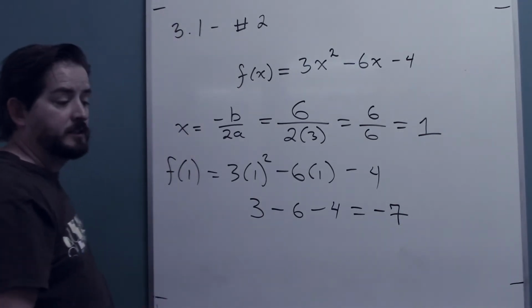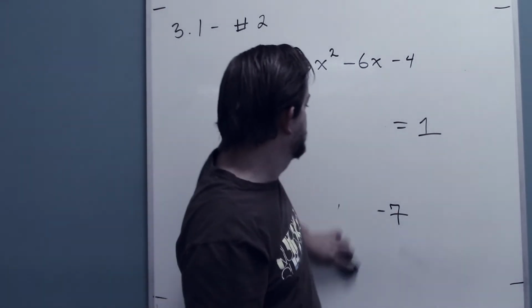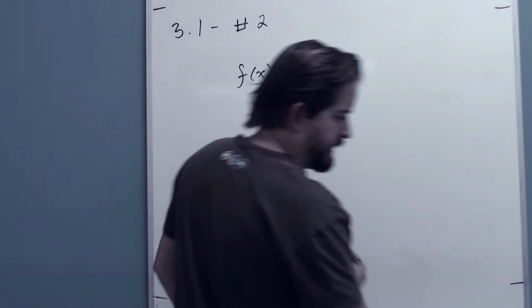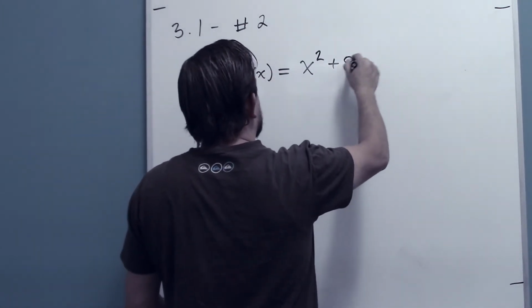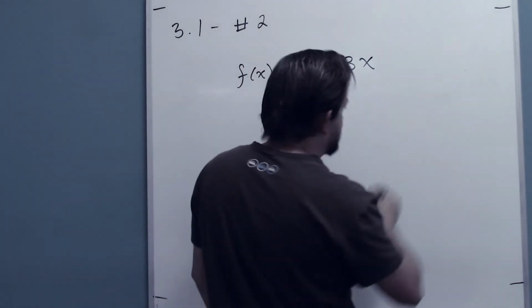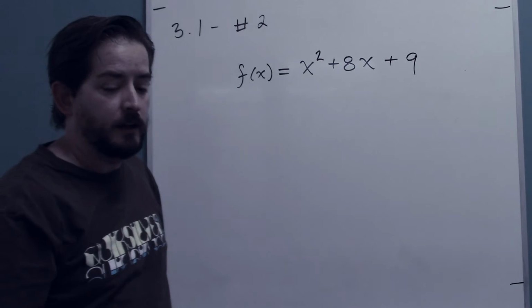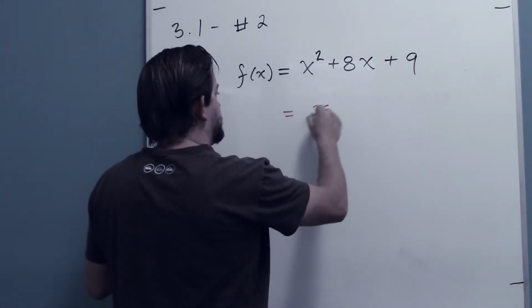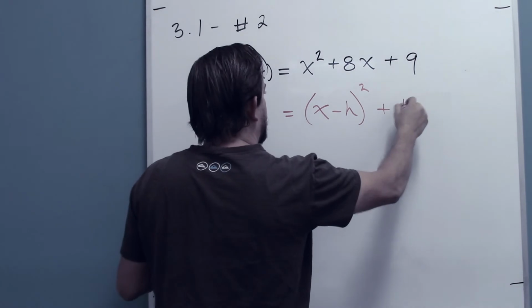Number 5 is the same question, so let's just look at 5. But we have x squared plus 8x plus 9. And in fact on 5 I'm going to do this a different way because why not, right? There is another way of doing this. If I can turn my function into (x minus h) squared plus k.